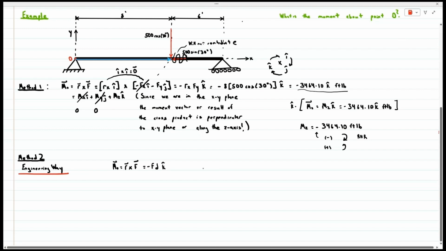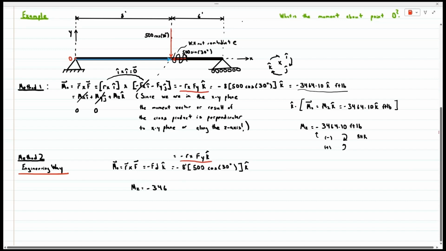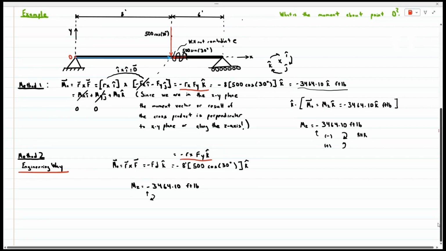Our force is just 500 cosine 30, and our distance is 8 feet. And if we look at the sense of the moment, how that force is going to cause the position vector to rotate, it's going to be in the clockwise orientation, meaning that that moment is going to be pointing in the minus k direction. If we just look at the magnitude of Mz, what we get is that it's negative 3,400 foot-pounds. And of course, that negative corresponds to a clockwise motion.